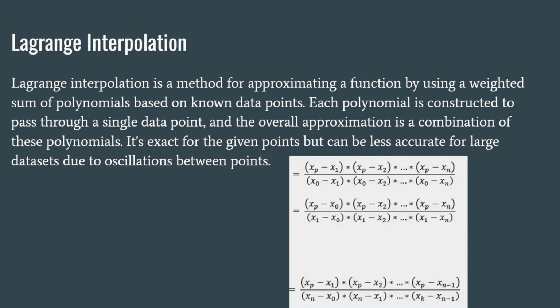Okay, then for our last implementation, we use the Lagrange interpolation, which approximates the function by using a set of weighted sums of polynomials on the known data points. Each polynomial is constructed through a single data point, and the overall approximation is a combination of all the polynomials. It's pretty similar to the cubic spline in that it's not direct lines, but it can be a little inefficient for certain data sets due to oscillations between the points.